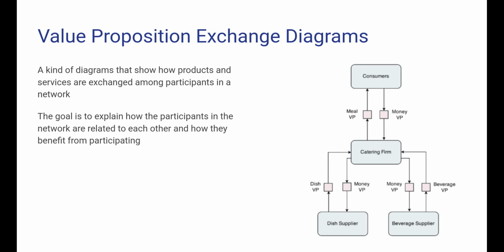The catering firm buys dishes from a dish supplier, paying money to them. It says it's money value proposition. VP stands for value proposition. Similarly, it buys beverages from a beverage supplier. It combines the dishes and the beverages into meals, and it sells the meals to consumers and gets money back.